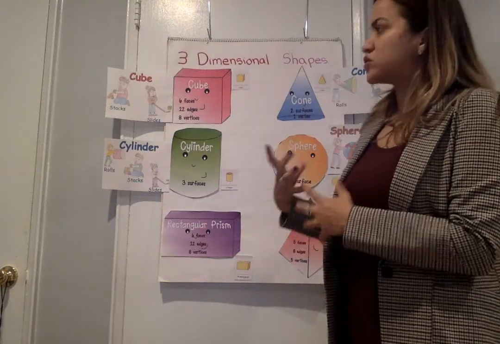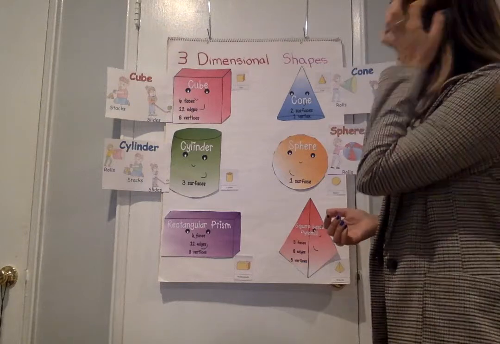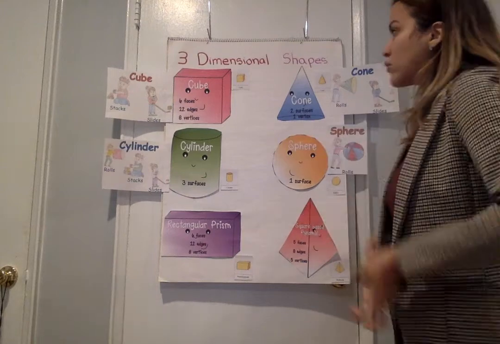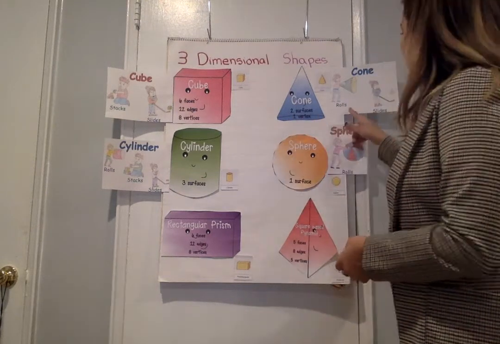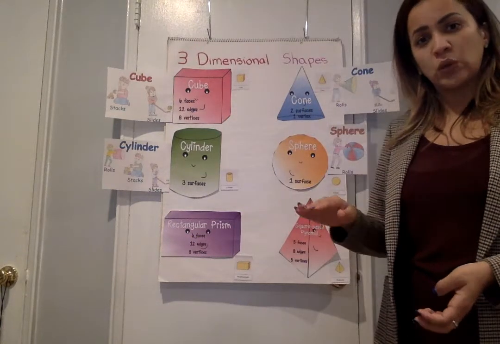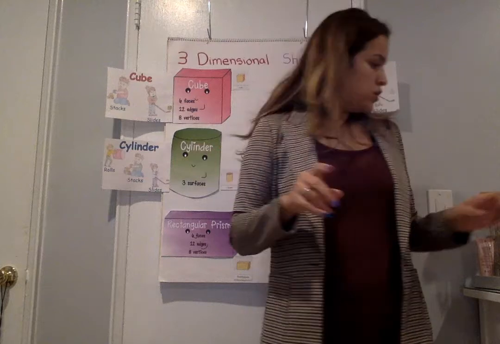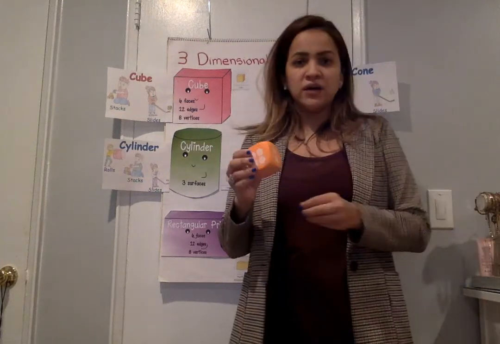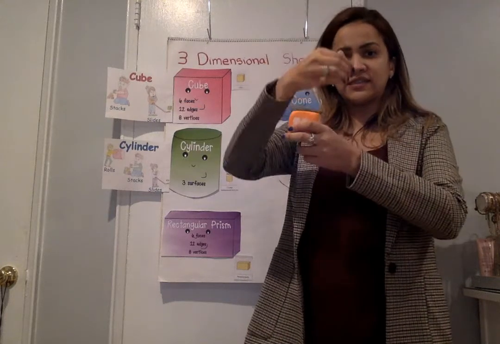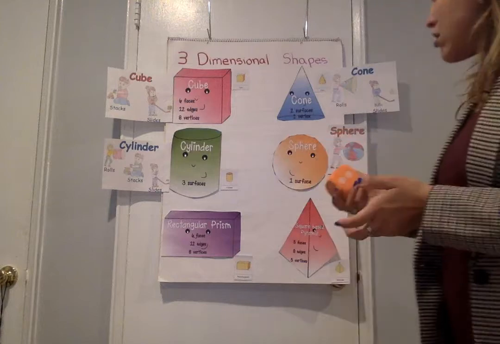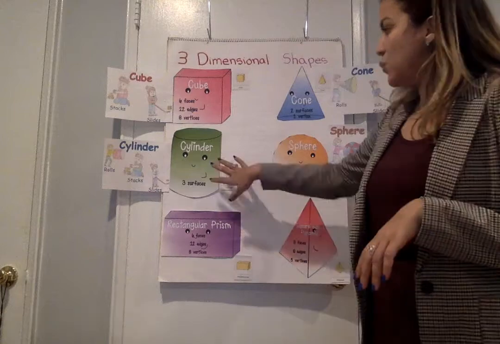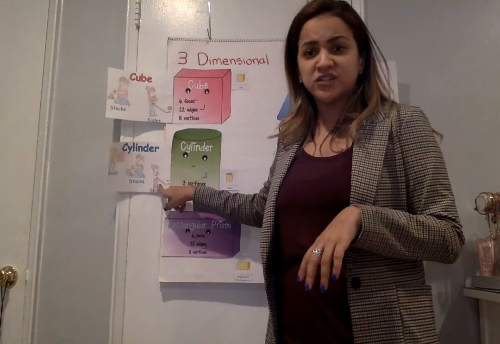Because all these shapes can also do different actions. For example, with the cone, we can roll it and we can slide it. With the cube, for example, this cube, I can stack it. I can make a tower if I wanted to. I can also slide it. With the cylinder, it does 3 different actions, right?